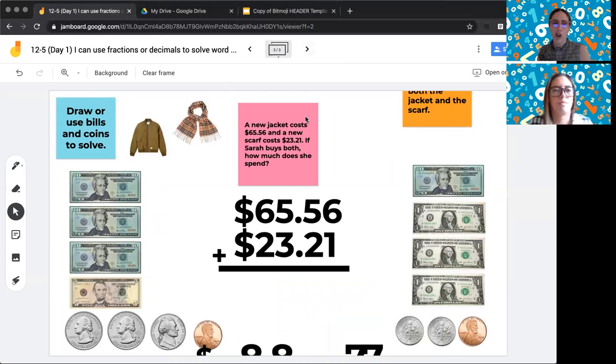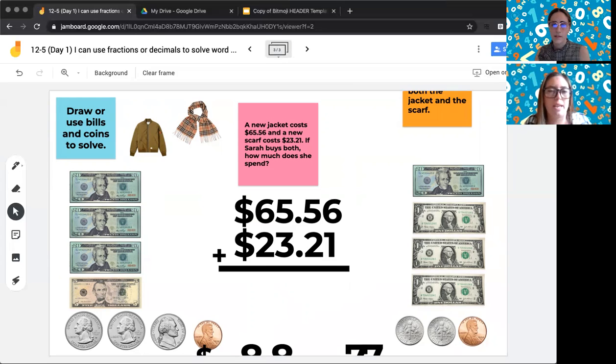This is telling us to draw or use bills and coins to solve. A new jacket costs $65.56, and a new scarf costs $23.21. If Sarah buys both, how much does she spend? Okay, so let's look at this. The jacket costs $65.56, and the scarf costs $23.21. And I know I need to find how much she spent on both items, which tells me I need to add them together. Perfect.